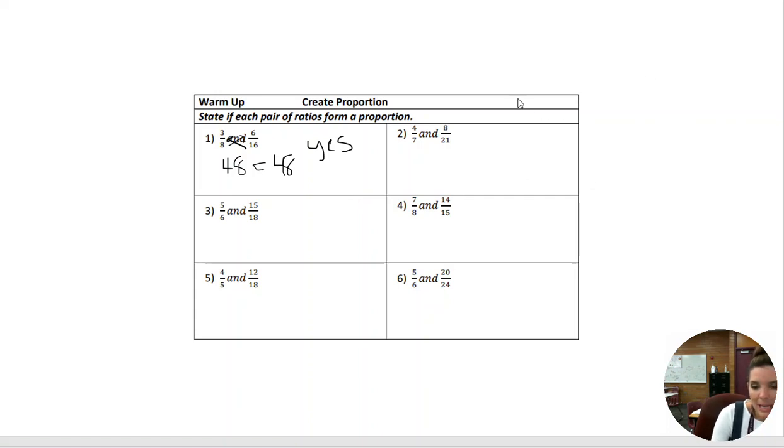Okay, number 2, if we do the cross products for 4/7 and 8/21, 21 times 4 is 84, and then 7 times 8 is 56. Because 84 and 56 are not equivalent to each other, we would say no, these ratios do not form a proportion. Okay, so all you're doing on that particular part of your homework is just saying yes or no if the ratios form a proportion or not.